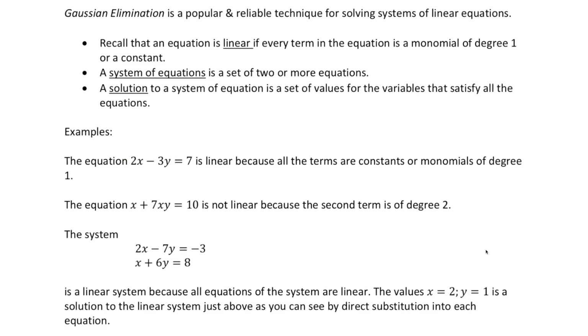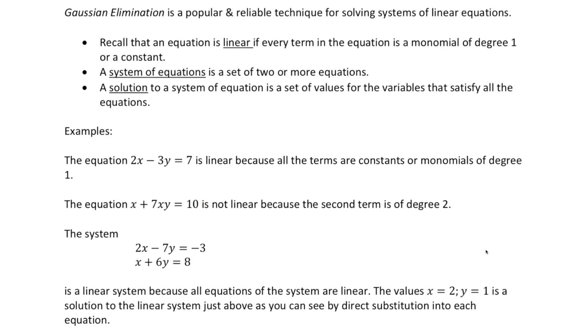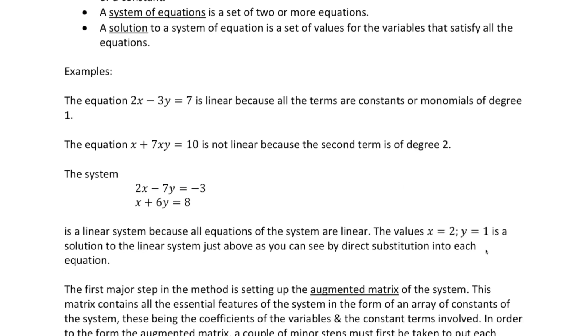Okay? And then the last one is this system here. 2x minus 7y equals negative 3. x plus 6y equals 8. This would be a linear system here. Those are both linear equations, as you can see.